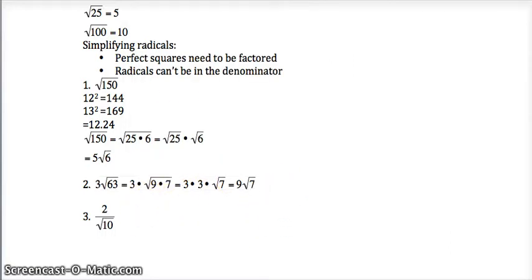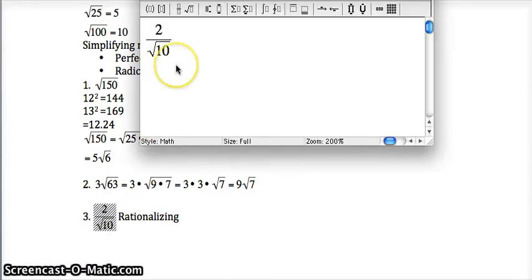Finally, you can't leave radicals in the denominator. Now, I don't know why, but that's just the rule that they have. And the way we do that is something called rationalizing. And rationalizing is used in day-to-day life, but in math, it means that you make sure there is no radical, no square root in the denominator. And you're going to do that by multiplying the top and the bottom by whatever radical you have in the denominator.